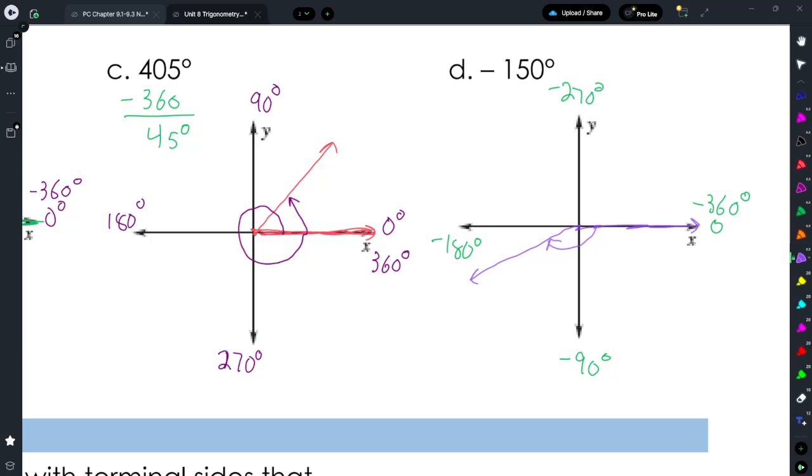Which quadrant does this terminal side lie in? The initial side will always be the positive x-axis. We're concerned about where that final side, or that terminal side, is, and what quadrant we are in.